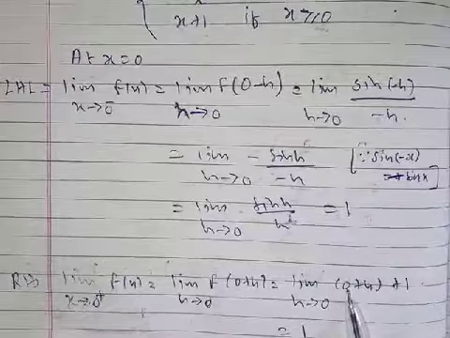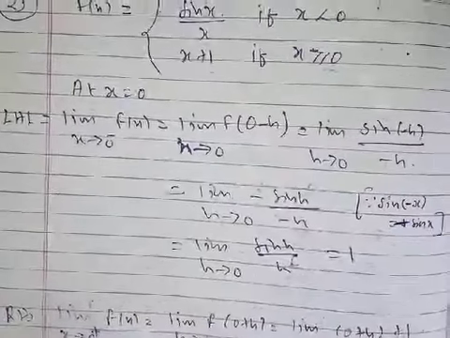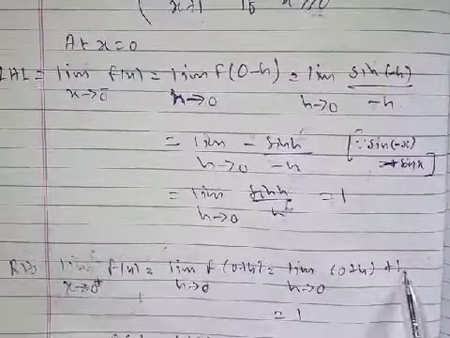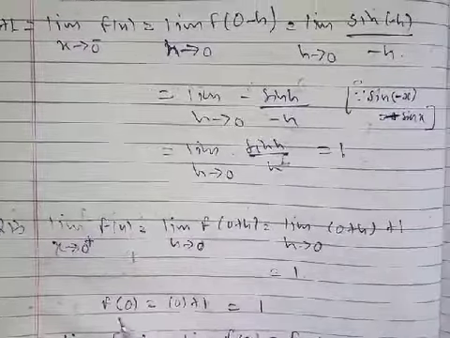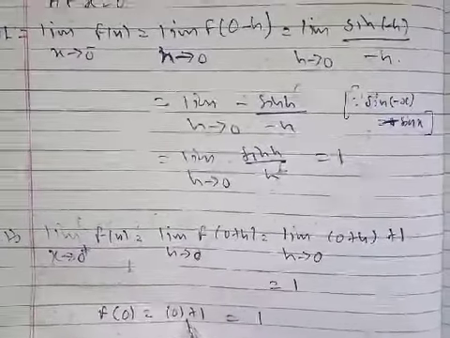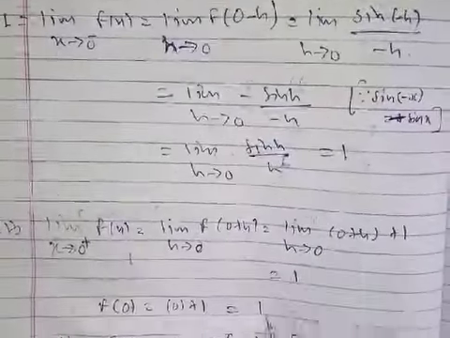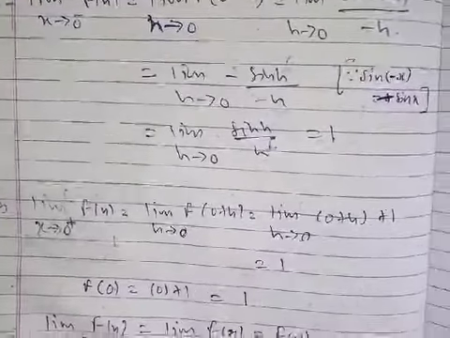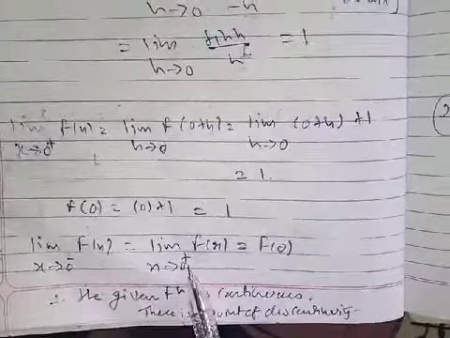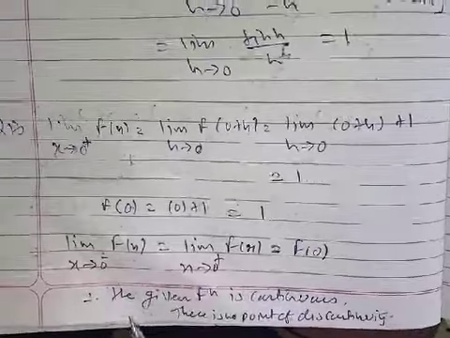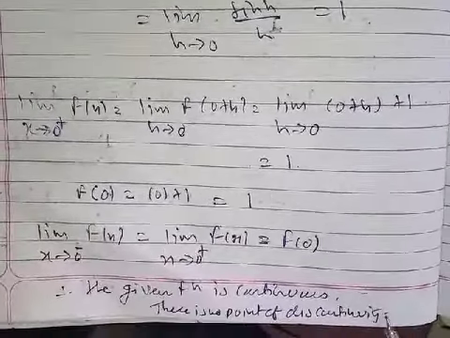If you substitute 0 plus h in place of x, what will we write? 0 plus h plus 1. So what value will we get? 1. And f of 0, if you see, f of 0 means greater than 0, so what will we get? That value is also 1. So from the first, second, third, the limit as x tends to 0 minus of f of x is equal to the limit as x tends to 0 plus of f of x is equal to f of 0. So the given function is continuous and there is no point of discontinuity.